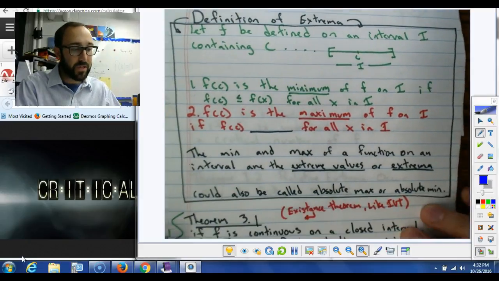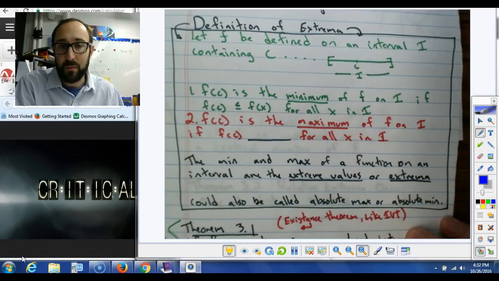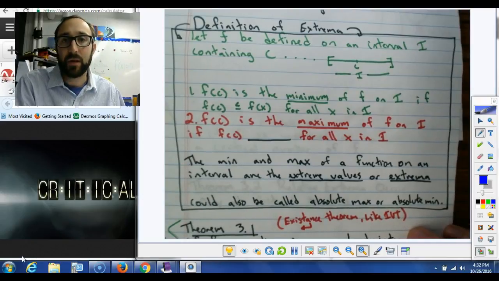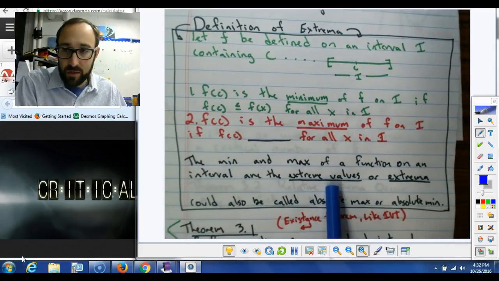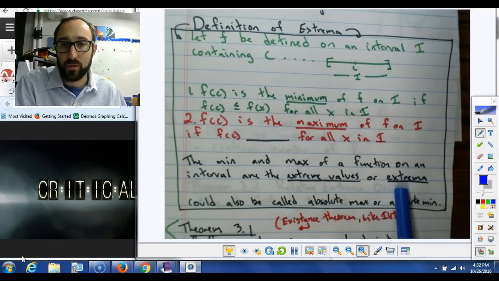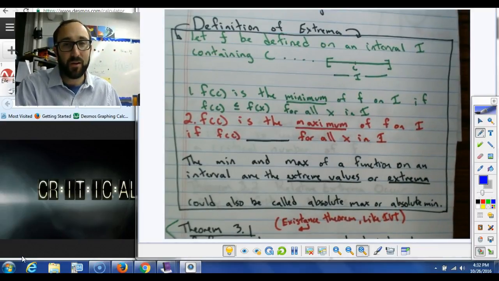Okay, and then we say the min and max, the minimum and maximum. If I say min, you know that's actually going to be minimum. I'm just going to be lazy and not write minimum. I'm just going to write min. So the min and max of a function on an interval are the extreme values. Or if you want to sound cool, you say extrema. Yep, sound as cool as me. Say it now. Extrema.